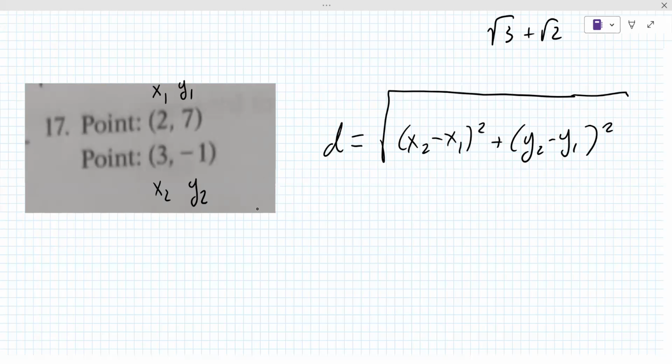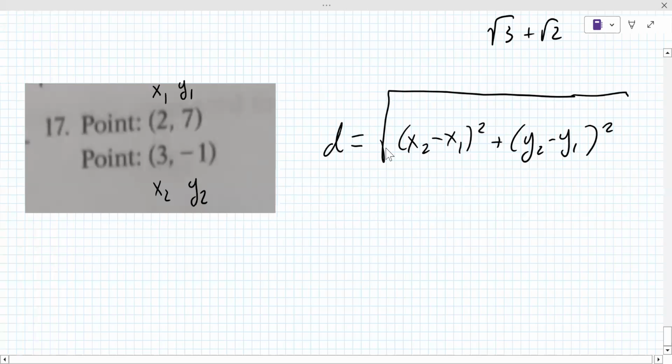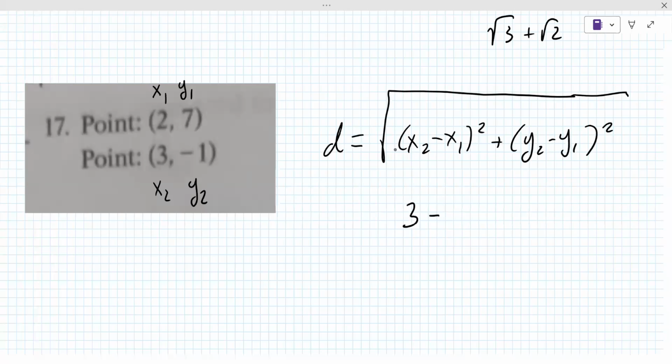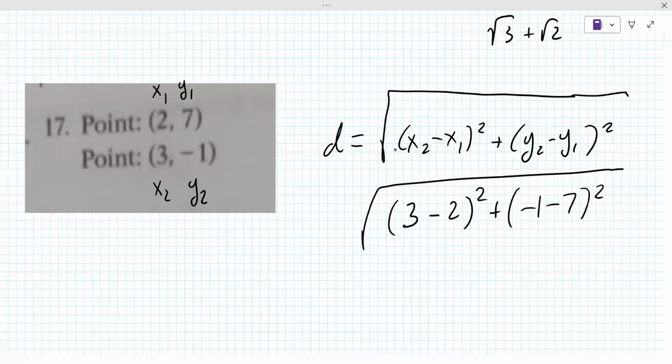So this means that we are going to put these numbers in and then subtract. So x2 is 3. What is x1 in this case? 2. Plus, what is y2? That'd be negative 1. Minus 7, squared. Okay, all right. So now you've got to do the part inside.